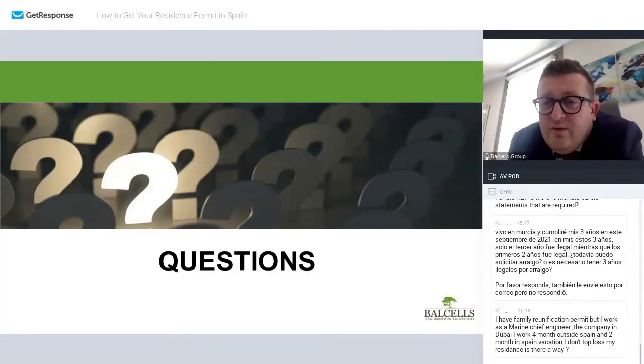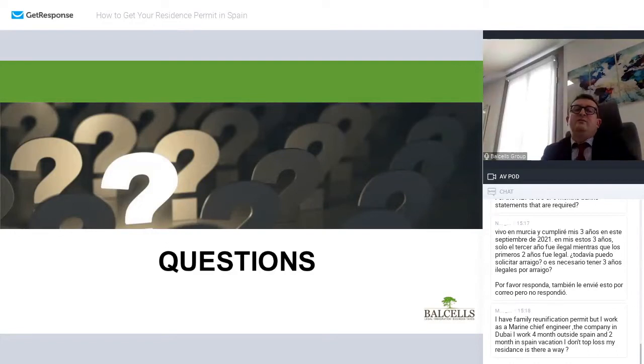Question 4. What is the investment amount required for the golden visa? And if I want to leave Spain, can I sell my property? Well, on question number 4, you need to invest €500,000. And if you sell the property, then you lose the card, basically. So the residency card is attached to the investment.